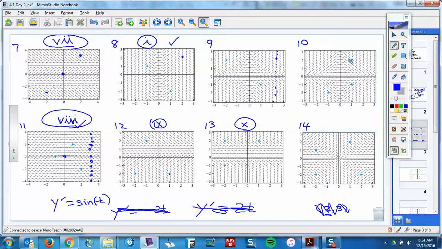Like, for example, this has a negative slope when x is 1. Here, when x is 1, you got a positive slope. Here, if we were going to do the point 1, 2, you get a negative slope. Here you get a negative slope at 1, 2. So that'd be pretty easy. If we just pick a point, 1, 2, and try it in all those other ones, you see what's what.